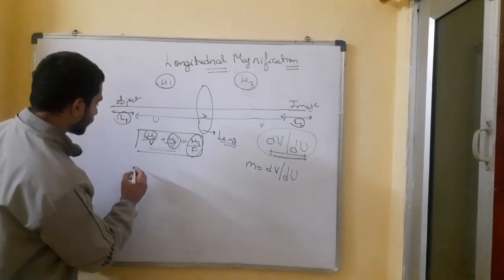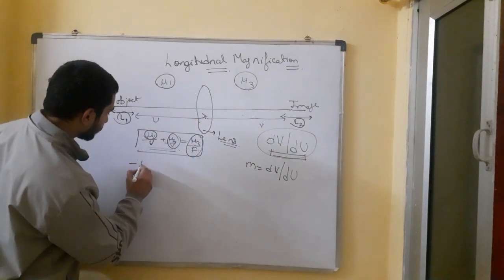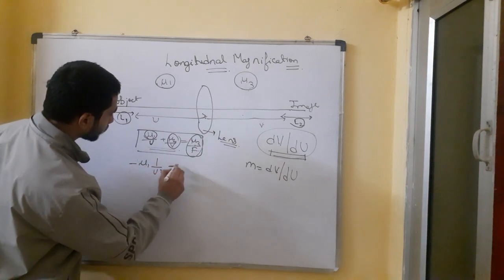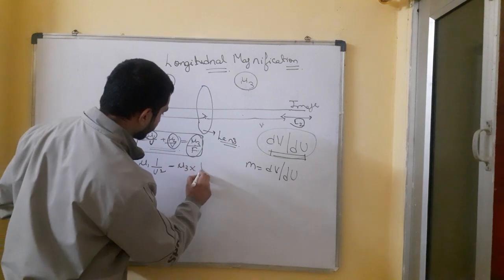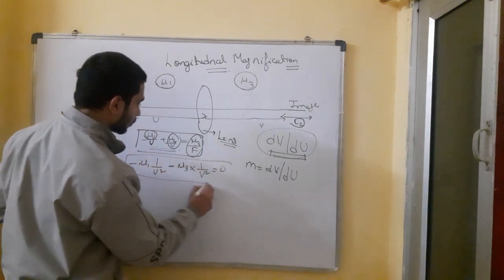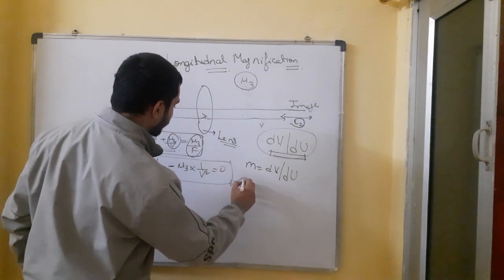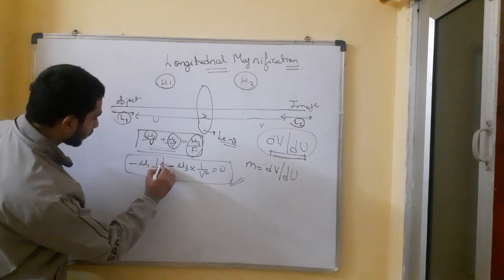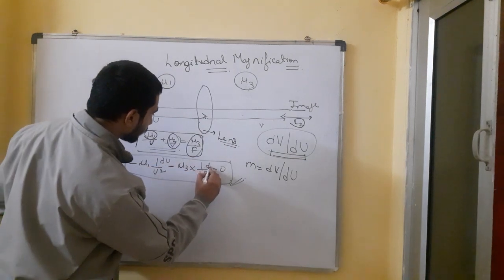Okay. So differentiating this, minus of mu1 into 1 by U square minus mu3 into 1 by V square is equal to 0. So after differentiating, we will get this, or we can say that in this dU we will get, and here we will get dV.